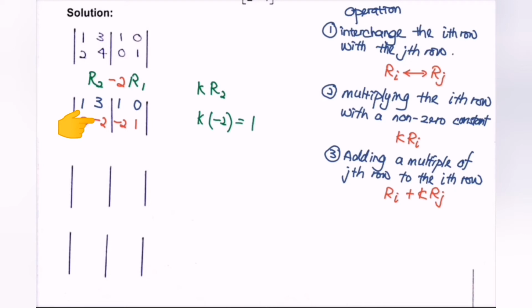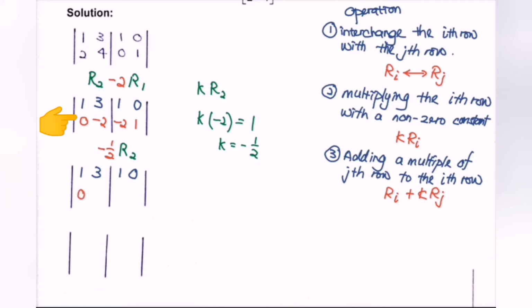So rewrite the situation. So k is equal to negative 1 over 2. So our formula or the operation would be negative 1 over 2 multiplied with the R2. R2 means the whole row, that is the second row. So what we have to do is to copy the first row because for this situation it won't change. So 1, 3, 1, 0. Next, focus on the second row.